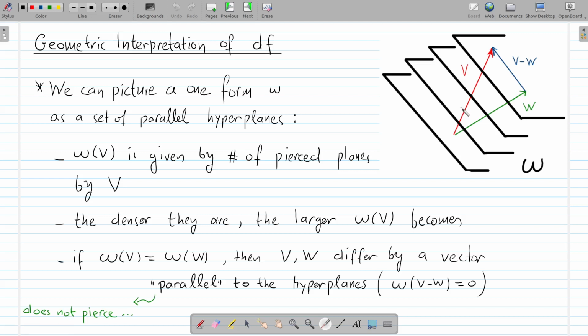We notice that this picture is consistent with the fact that if the action of omega on two different vectors is the same, then those vectors will differ by a vector which is, let's call it, parallel to those hyperplanes, with parallel meaning that it does not pierce them anymore, which actually means that the image of this vector with omega is just 0.